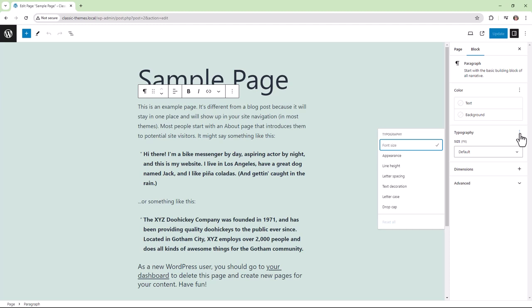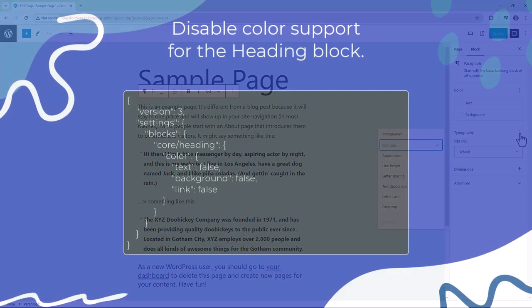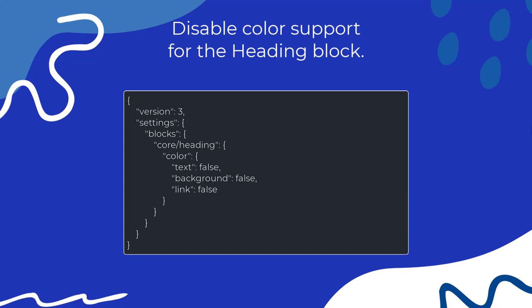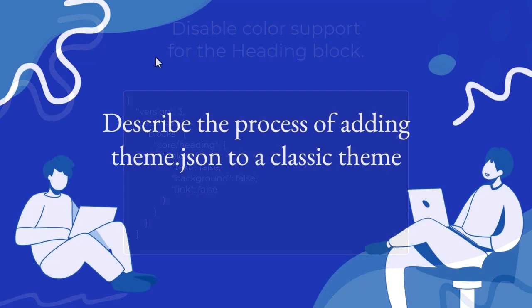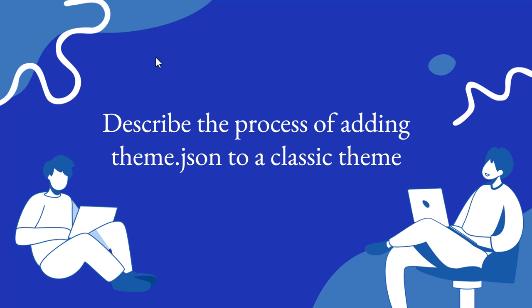For example, you could choose to disable color support for the heading block. Here you're looking at the code you would add to theme.json in order to disable color support for the heading block. Let's now take a look at adding theme.json to a classic theme.